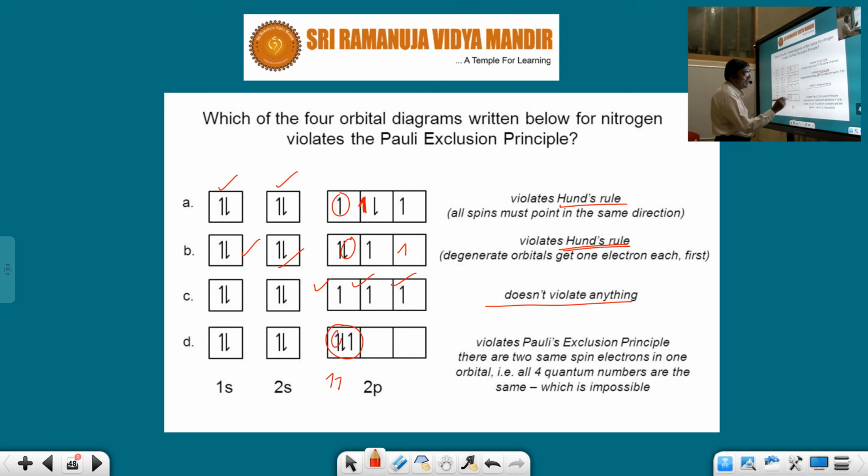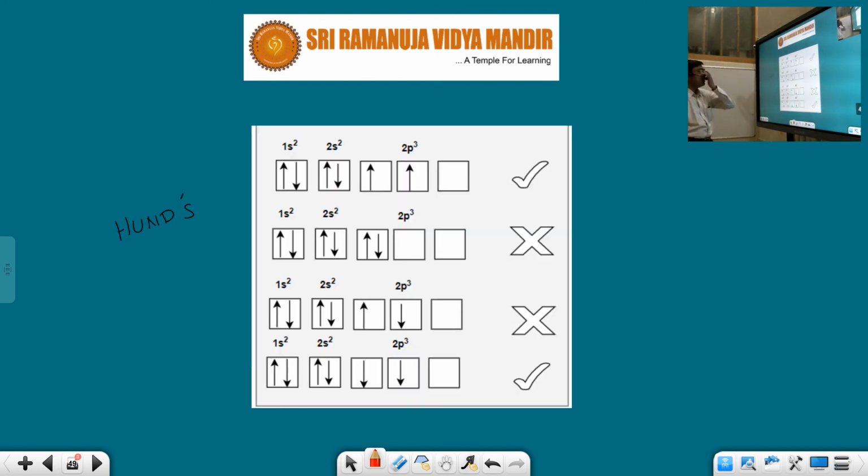You can see these 2 electrons can have the same spin. I'll just wipe it off and show you again. So you can see here these 2 electrons can have the same spin. So 2 same spins are there. Quantum numbers will be the same, which is not possible. Now shall we see some more?